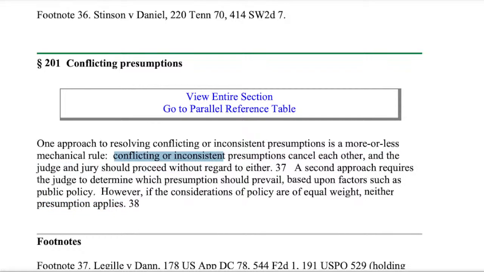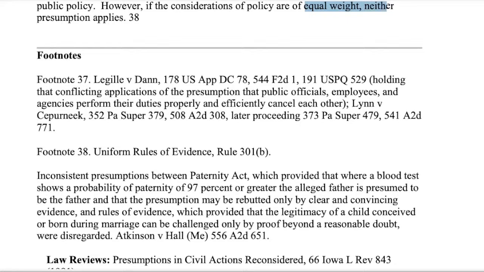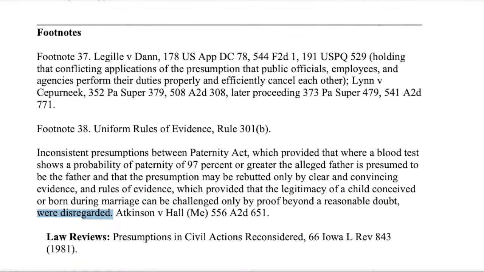Mechanical rule. Conflicting or inconsistent presumptions cancel each other out, with no regard to either. A second approach has a judge determine which prevails. Again, if there's a tie, neither applies. Wow, inconsistent presumptions between the Paternity Act, which provides that where a blood test shows a probability of paternity of 97% or greater, the alleged father is presumed to be the father, and that the presumption may be rebutted only by clear and convincing evidence, and rules of evidence, which provide that the legitimacy of a child conceived or born during marriage can be challenged only by proof beyond a reasonable doubt or disregarded. Wow.